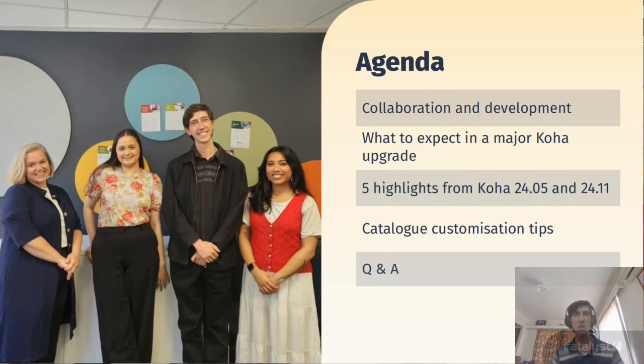Then we've picked out 5 highlights across both 2405 and 2411, the 2 most recent Koha versions, and we're going to talk about those. These are things that we think are going to be of a lot of interest to libraries. And then we're going to get into 5 tips that you could try to customize your Koha OPAC to highlight your catalogue. And then we'll have a chance for Q&A at the end.